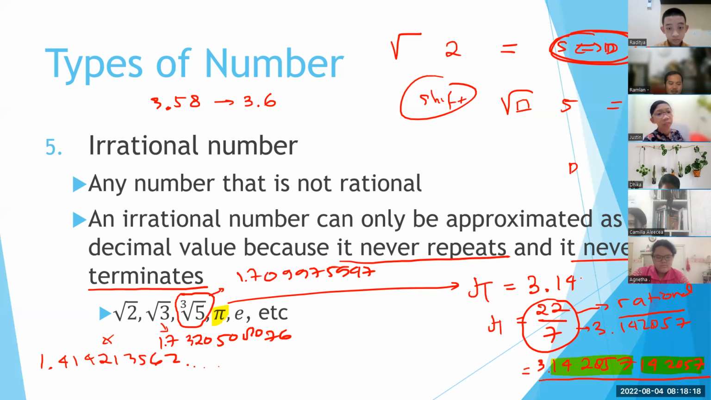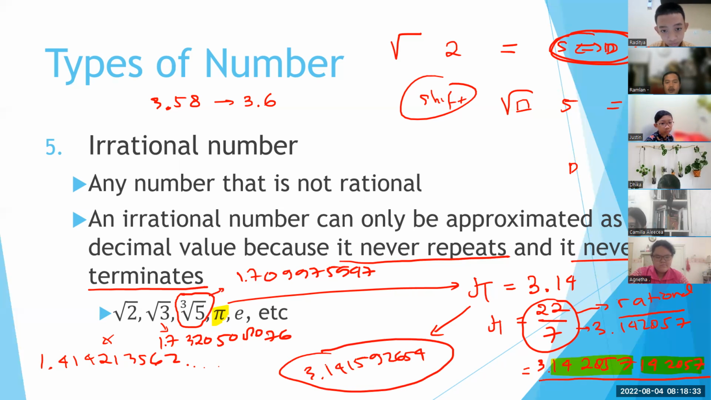3.1415926. Okay, so I'm going to use my calculator again. So pi equals to, so that will be this one. The exact value is actually 3.141592654. Okay, now let's see this number here. This number has a pattern. Yes or no?